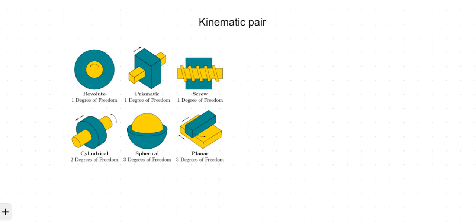So these are the basic kinematic pairs, and these are called lower order pairs. Simply, any pair with area contact is called a lower order pair. And line contact, for example in a cam mechanism or gearing mechanism, they are called higher order pairs. So area contact is lower order, and line contact and point contact are higher order pairs.